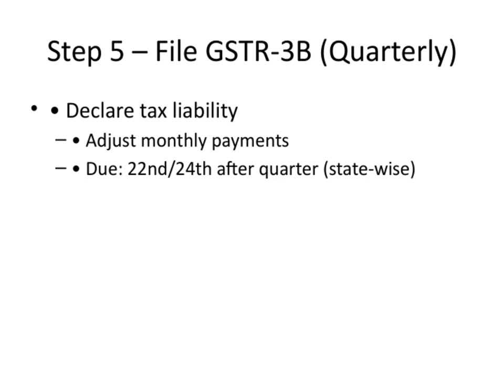Remember, the due date for submitting this declaration varies depending on your state. It's either the 22nd or the 24th after the quarter ends. So, it's important to keep track of your state's specific deadline. Finally, this step culminates in filing your GSTR-3B form on a quarterly basis. This is a crucial part of your compliance process, ensuring everything is properly documented with the tax authorities. Staying on top of these steps helps you avoid penalties and keeps your business compliant.